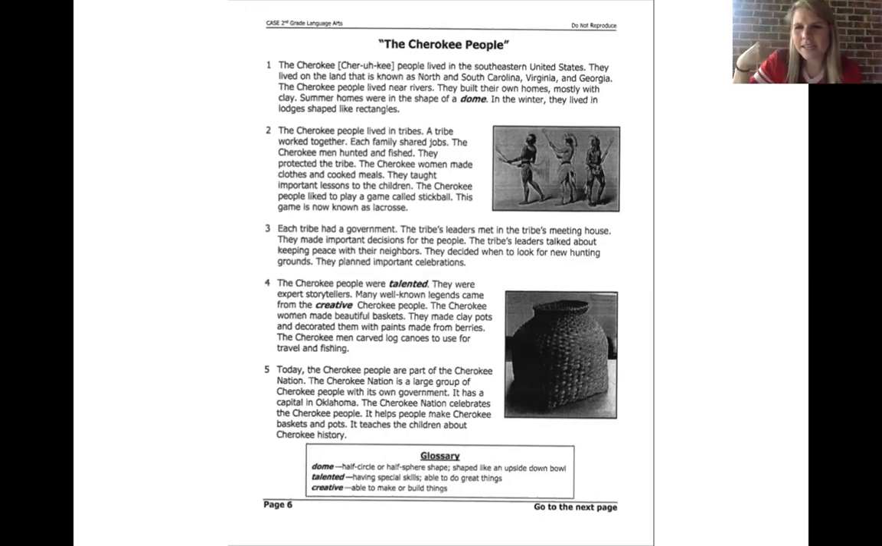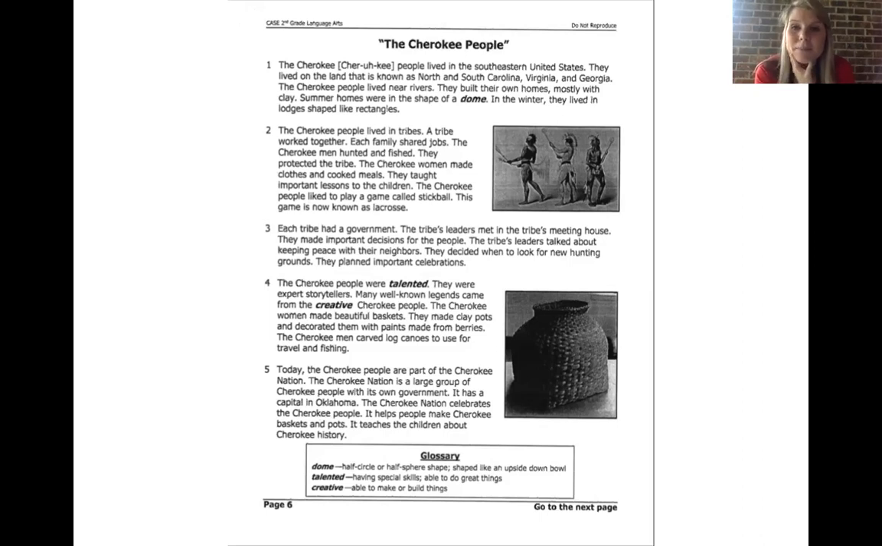Now, good readers, as they read through a text that's new to them, come up with different questions like I wonder, or I noticed, or I think, things like that as they read. And something that stood out to me already is I wonder why their homes are shaped like domes in the summer, but lodges like rectangles in the winter. That's something that I'd like to know more about.